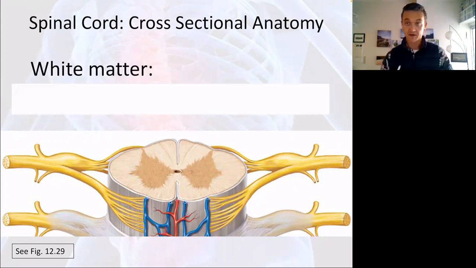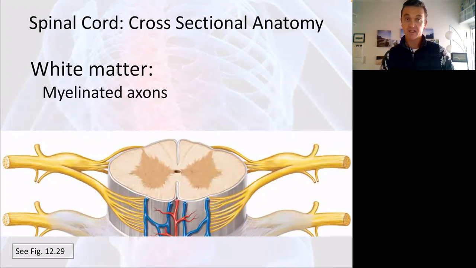What about the white matter? Not the butterfly part in the middle, but the parts on the outside. That white matter is white because it's myelinated axons. And what's myelin made out of? It's made out of lipid, and lipids are typically white.